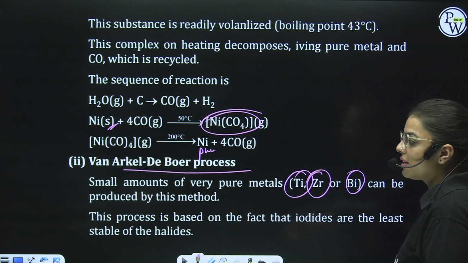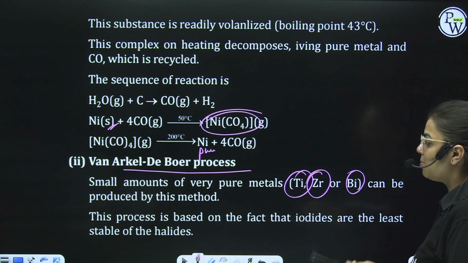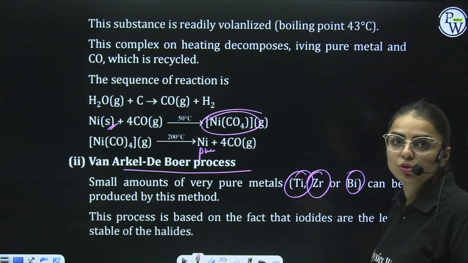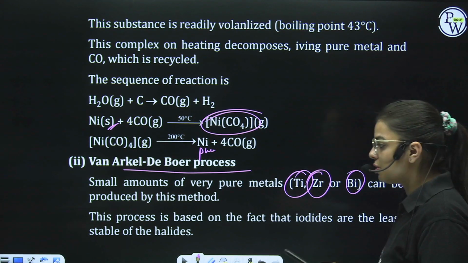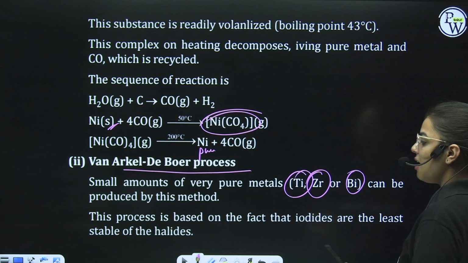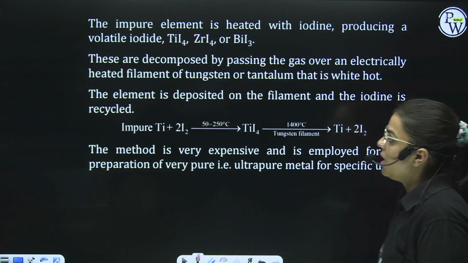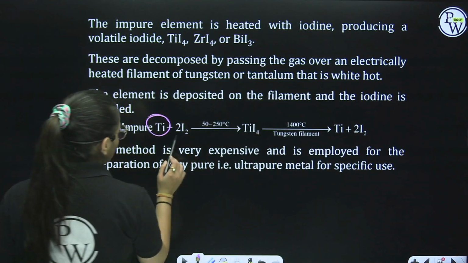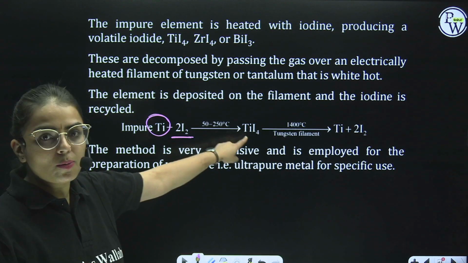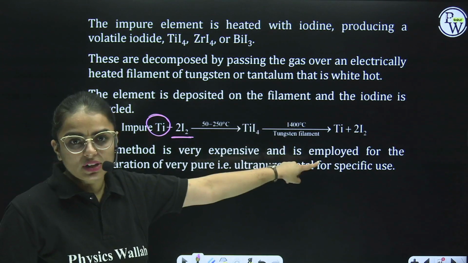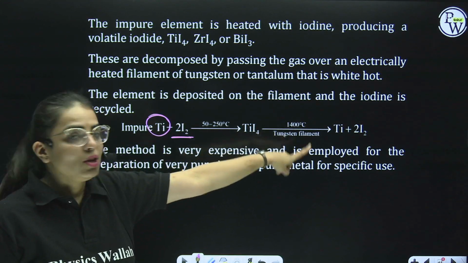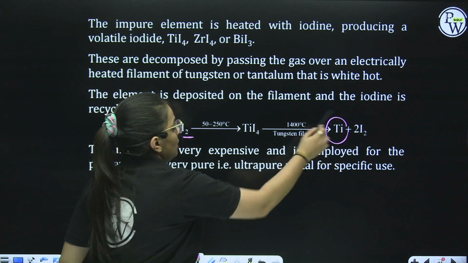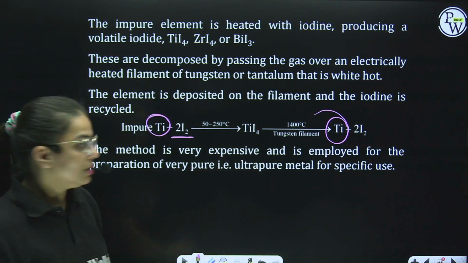Now the last one is the van Arkel de Boer method. A small amount of pure metals like titanium, zirconium, bismuth, and all of these are purified by it. This process is based on the fact that iodides are the least stable of the halides. For example, impure titanium will react with I2 and form a complex. Now that complex on further heating, like in the previous case we gave 200 degrees Celsius, here we are giving 1400 degrees Celsius. You are going to obtain pure Ti. This is impure, that is the pure you are obtaining. In the same way, students.